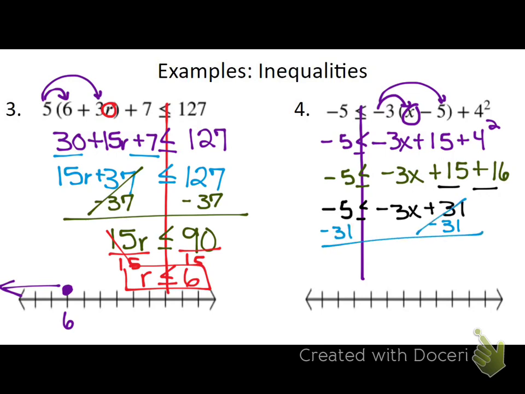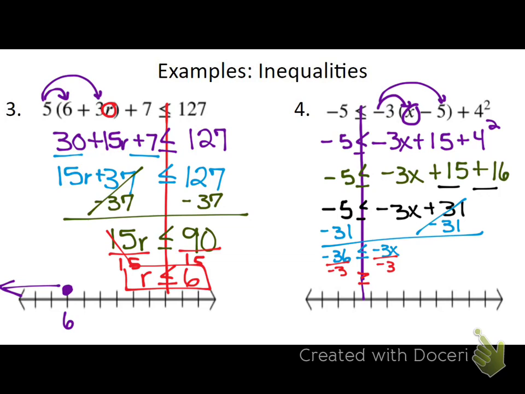Okay, what's negative 5 minus 31? Negative 36. Okay. Almost to our last step. Now what? Divide. By negative 3. Because it's an inequality and I'm dividing by a negative number, what happens here? The sign flips. Okay, so I'm going to flip the sign.